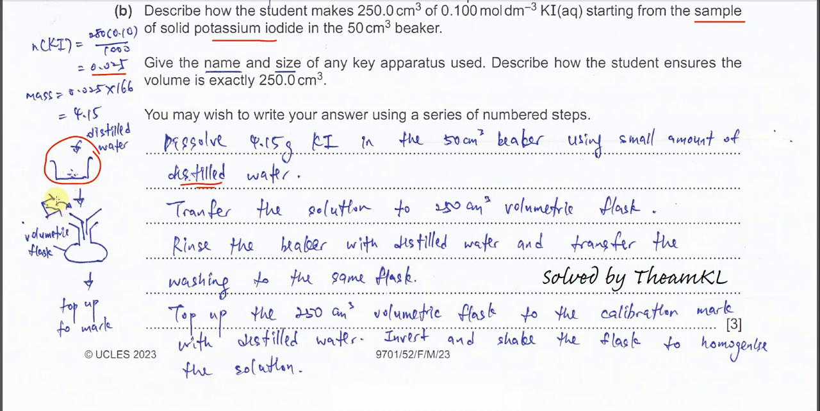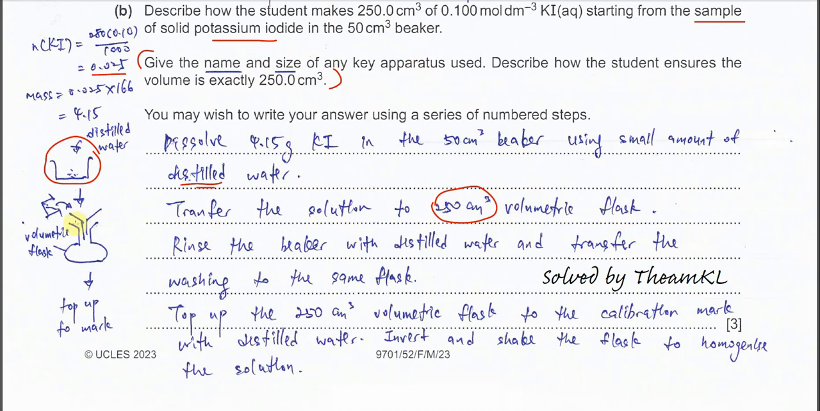After that, we transfer the solution into the volumetric flask. So transfer the solution to a 250 cm³ volumetric flask. Because the instruction actually needs you to put the name and the size of the apparatus. So you just follow: the name is volumetric flask and the size is 250 cm³.